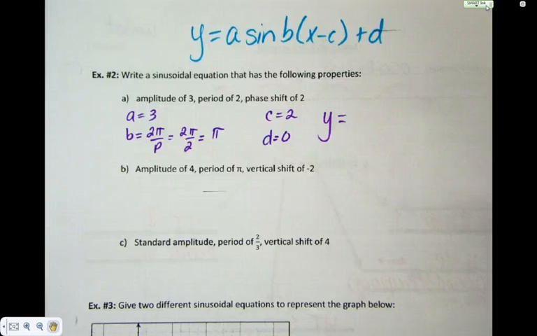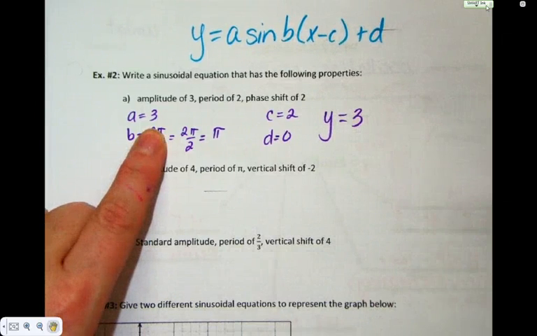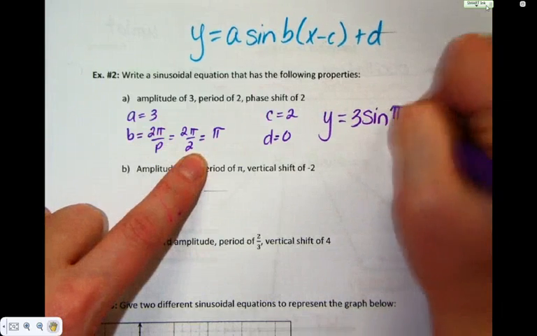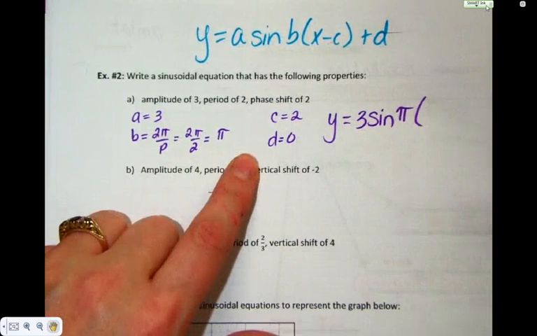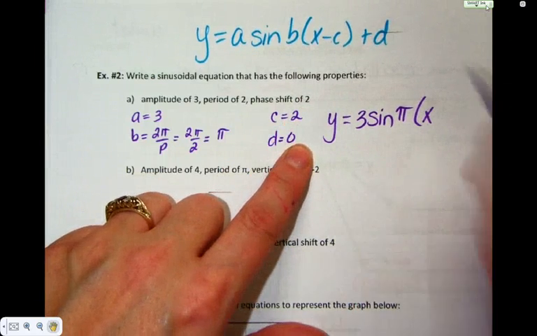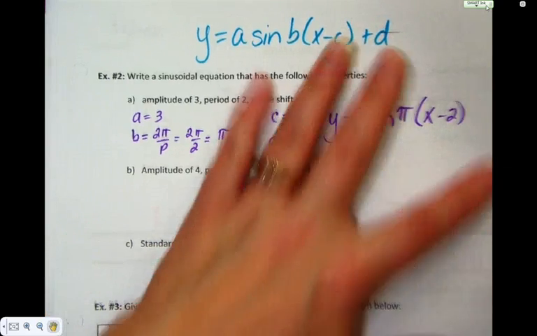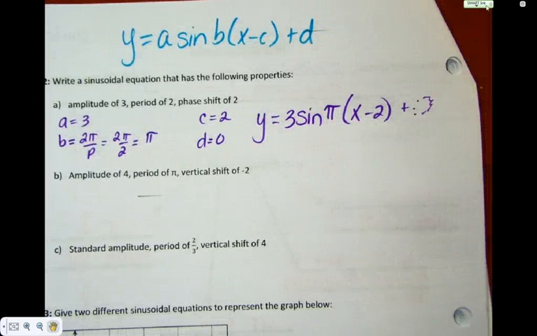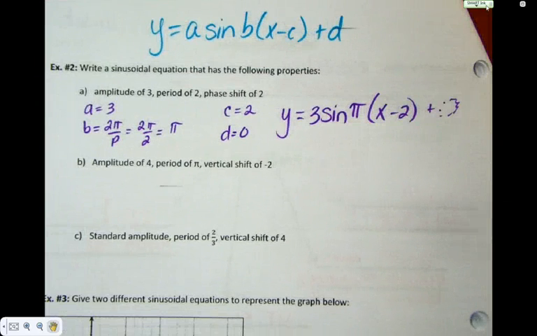We have to start with y equals. You can't just start with A because it's an equation, not an expression. And now we're just going to put everything in. A is 3. Then we follow with the trig function. B is pi. Open the bracket. If I'm going 2, which is positive, inside the brackets it becomes negative. And then just for this example, I'm going to put the plus 0 just so you see that we talked about it, but we know we don't need to have plus 0 there. There's the equation that has an amplitude of 3, a period of 2, and a phase shift of 2.